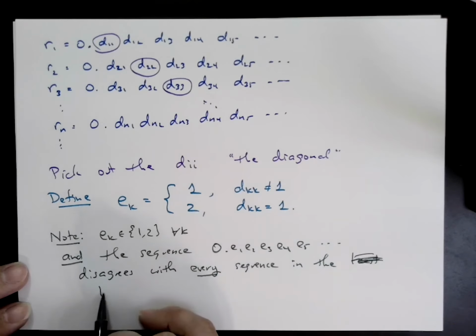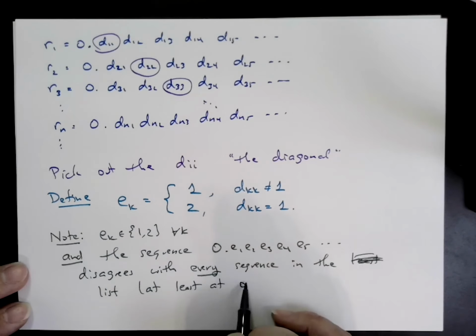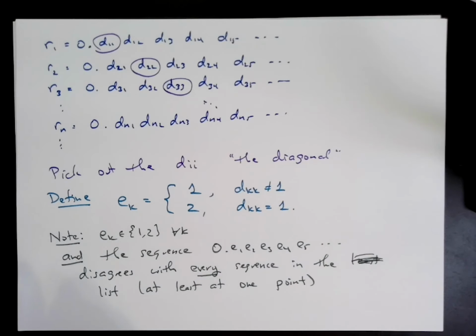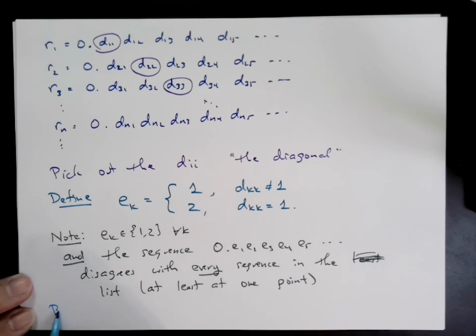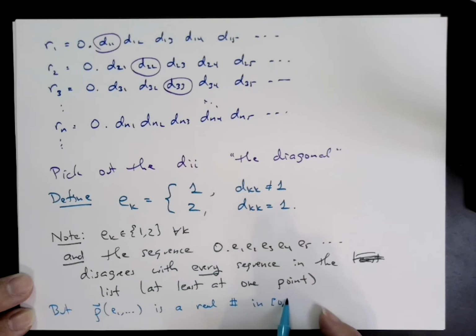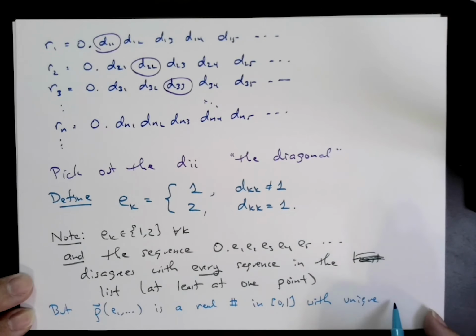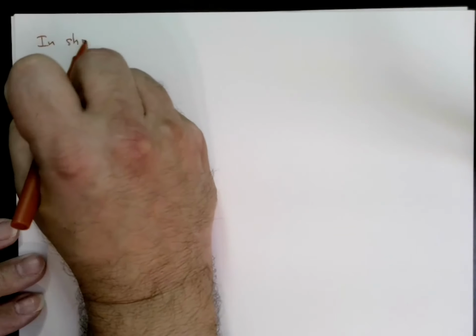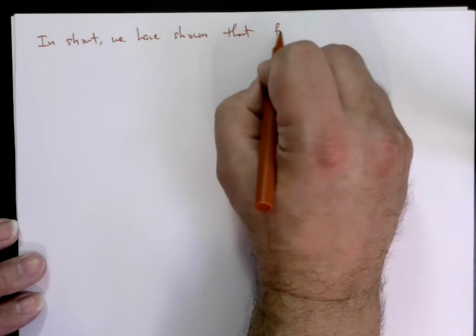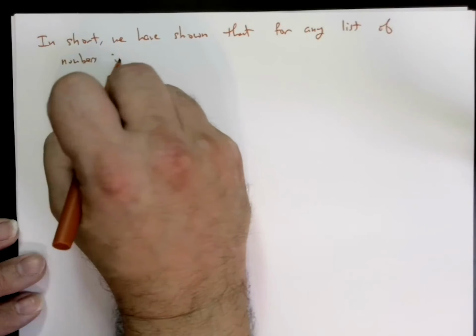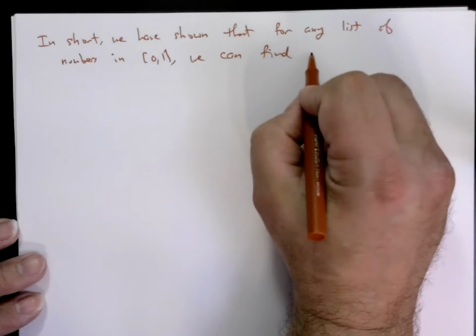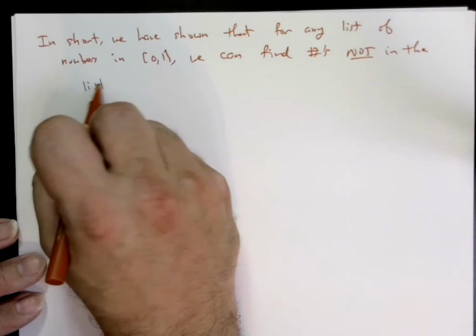And if we write down the sequence E1, E2, E3, E4, E5, this disagrees with everything in our list, since E1 is not equal to D11, it disagrees with R1 in the first spot. Since E2 is not equal to D22, it disagrees with R2 in the second spot, and so forth and so on. So what have we done? The sequence that we just generated is a decimal expansion of a real number that does not appear in our list.